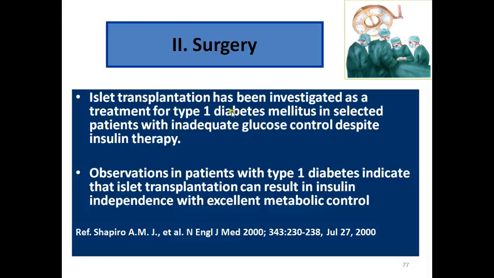Surgery. Islet cell transplant has been investigated as a treatment of type 1 diabetes in selected patients with inadequate glucose control despite insulin therapy, and it has been seen that islet cell transplant has helped a lot of patients. So what we do is we take healthy islet cells. First HLA matching is done, and then healthy islet cells are taken and injected into the hepatic vein, and these cells then go and settle down in the pancreas.